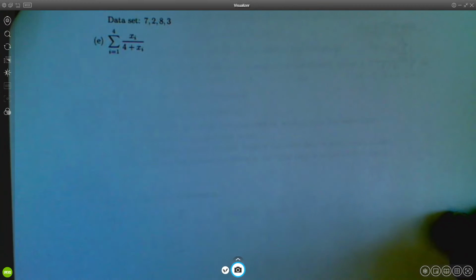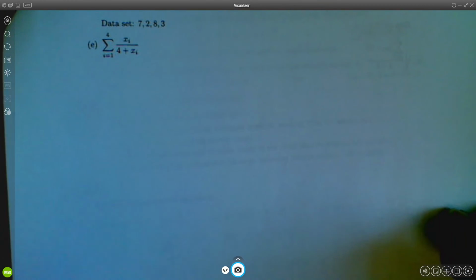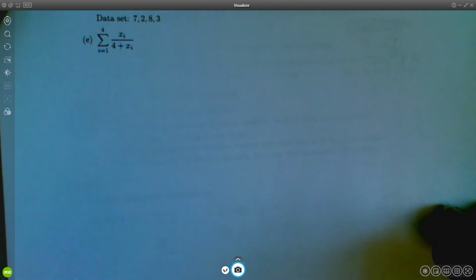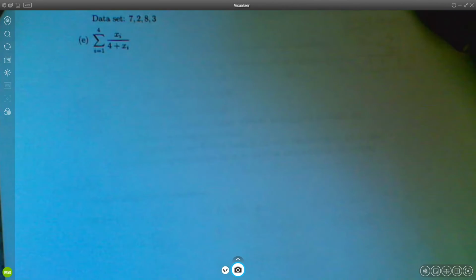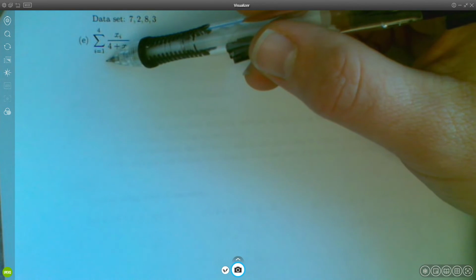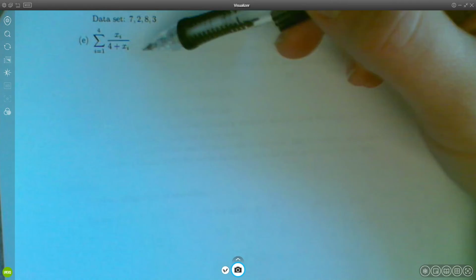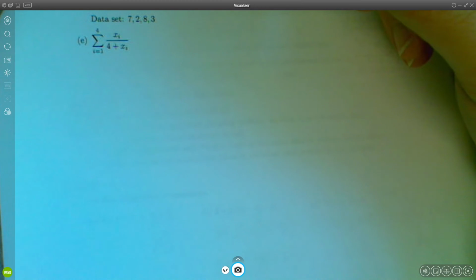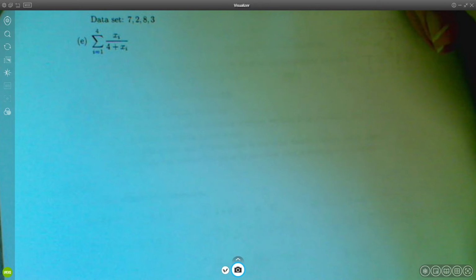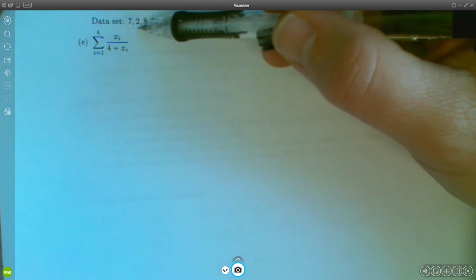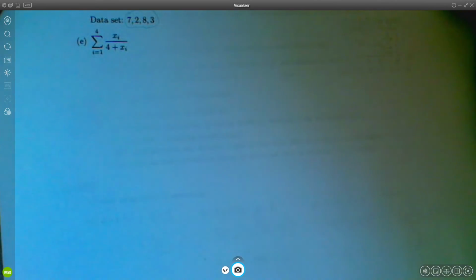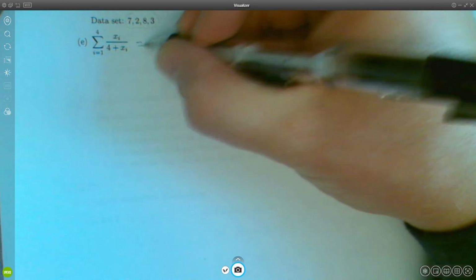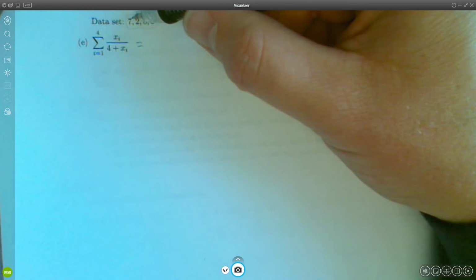I think this is the same data set as the previous page. The data set is 7, 2, 8, and 3. This time we're going to start doing something slightly more complicated. So we've got the sum from i equals 1 to 4 of xi divided by 4 plus xi. So I'll tell you what I'm going to do. At this point, I'm going to stop writing down x1, x2, x3, x4. I'm just going to go ahead and replace them with the values that they represent. Okay, so I know that x1 would be the first value in the data set.